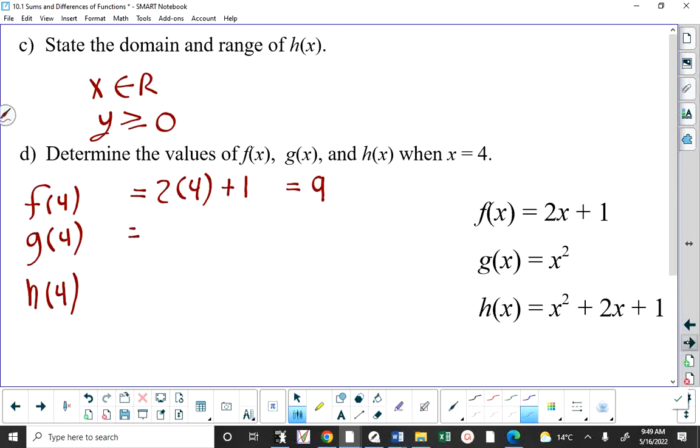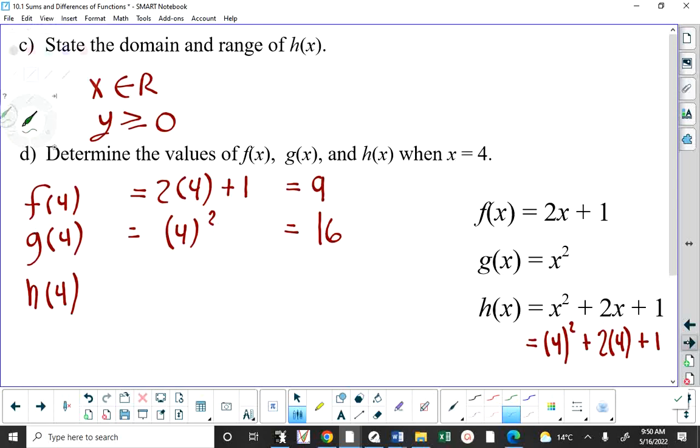G of 4 would be 4 squared. That gives me 16. So what will h of 4 be equal to? Well, we could put 4 in here and have 4 squared plus 2 times 4 plus 1. But again, I realize that at times I can be overly repetitive, but I would rather be repetitive, hopefully not boringly so, and you really get an idea.